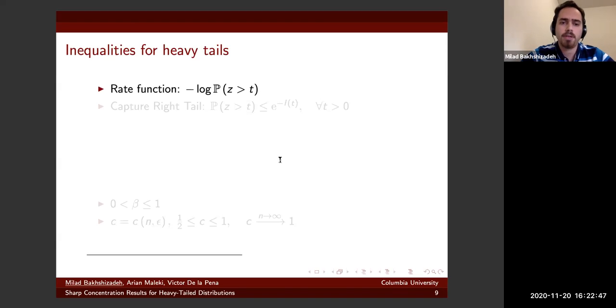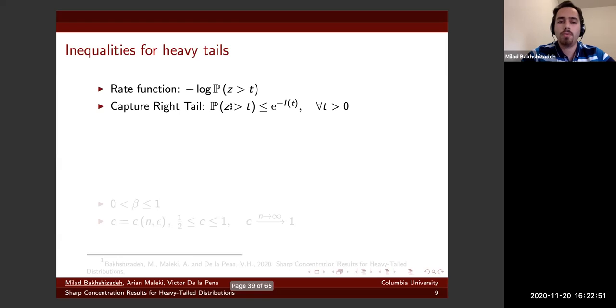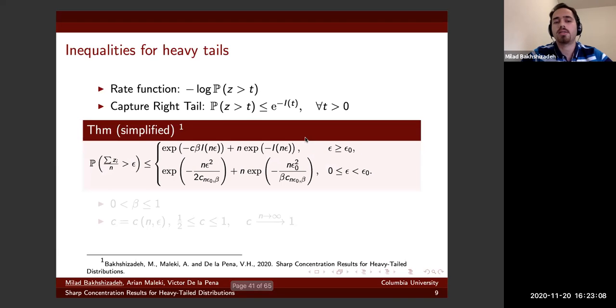Let me just recall the definition of the rate function as the following. I also define that a function I captures the right tail of a random variable if the following inequality holds. The whole point of this definition is that we don't need to work with the exact value of the rate function. A lower bound for it is enough for our inequality. And here is the simplified version of the inequality we proved in our recent paper.